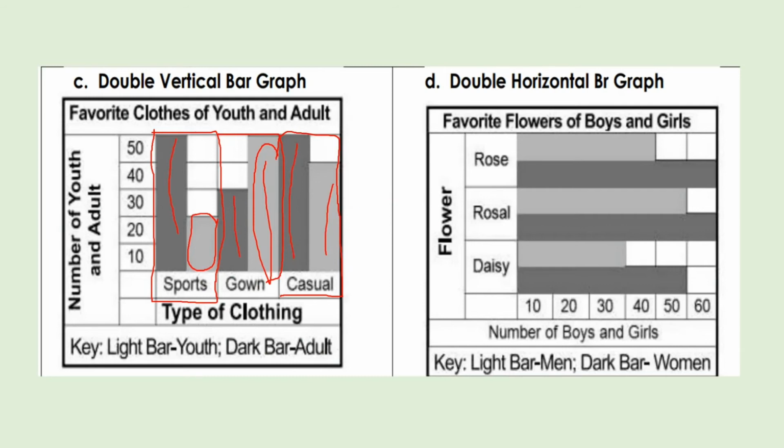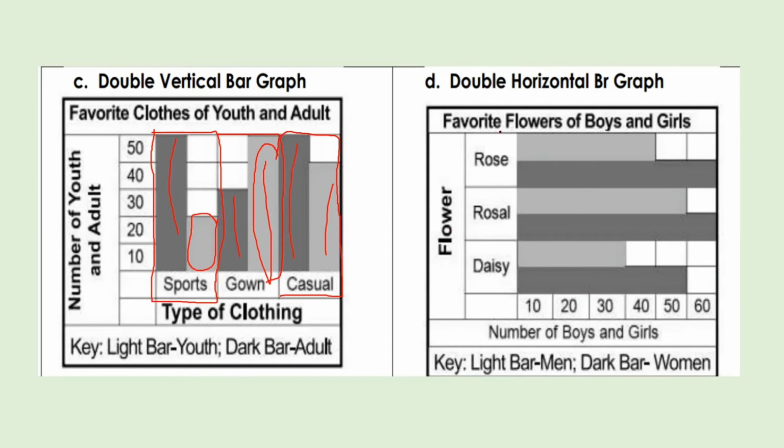So, sa letter D natin is horizontal bar graph. Same lang din naman siya. Double bar graph din siya. Eto naman ay favorite flowers of boys and girls. So, meron tayong different flowers and meron din tayong boys and girls.